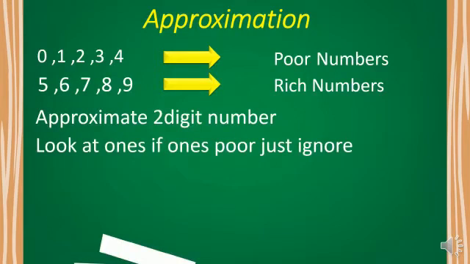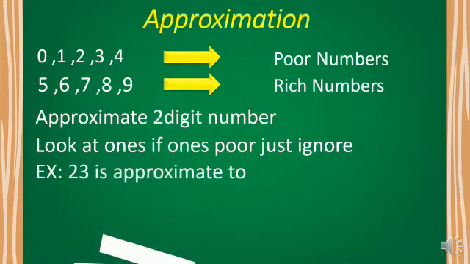Okay, first, approximating two-digit numbers. We can say approximate two-digit number or rounding strategy. Okay, look at ones. If ones is poor, just ignore. Ignore means put 0 in ones.